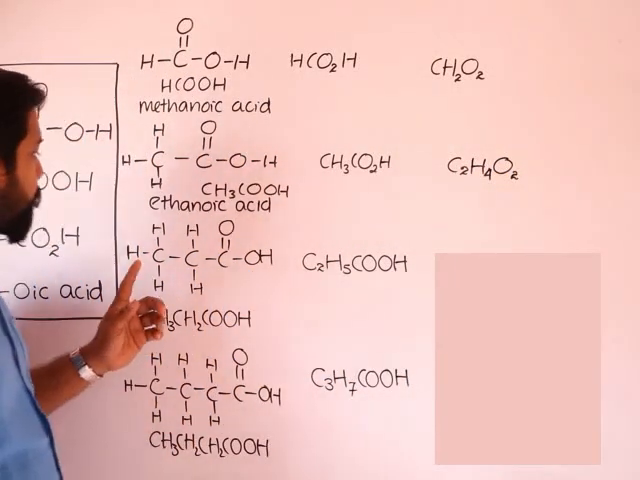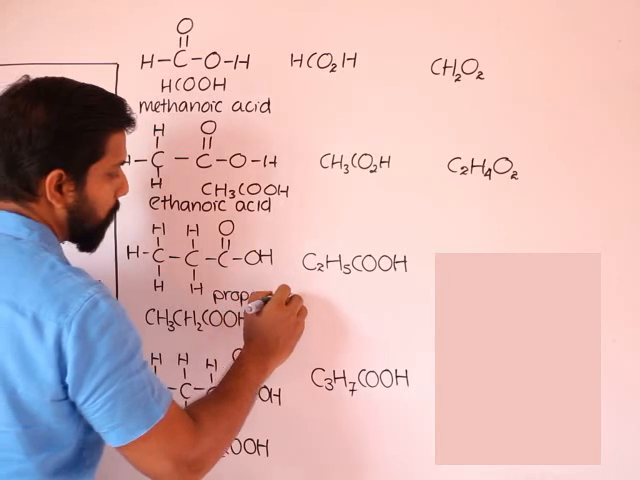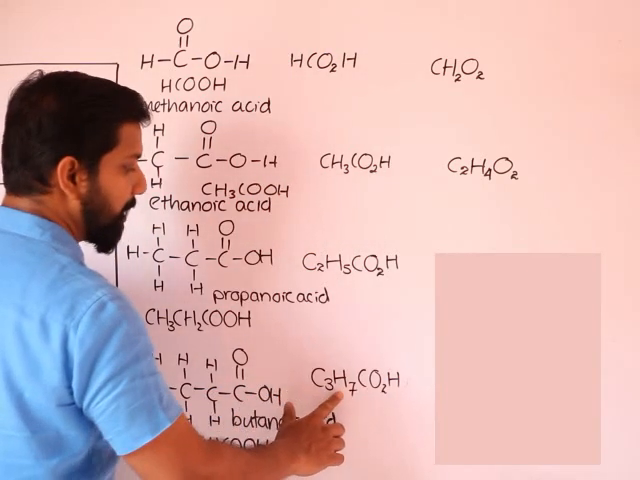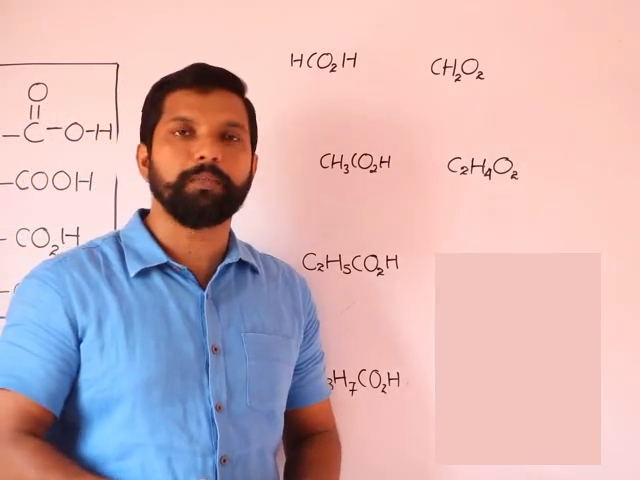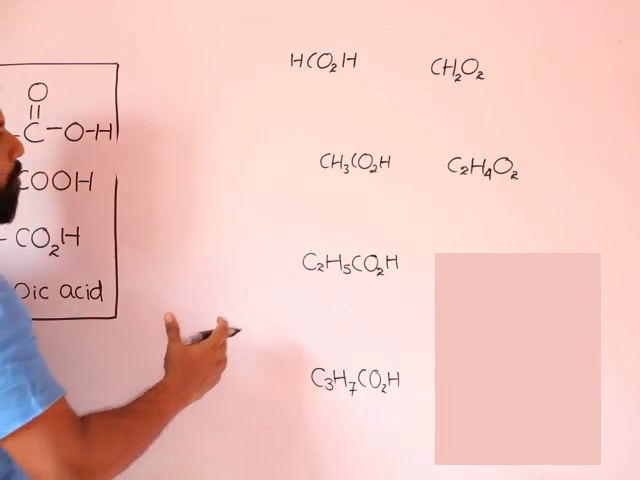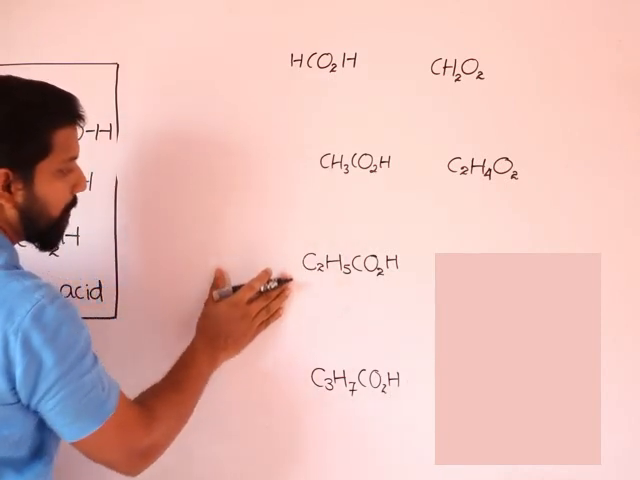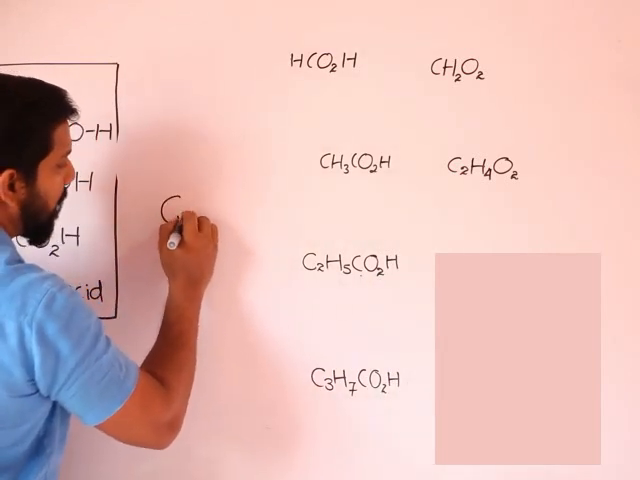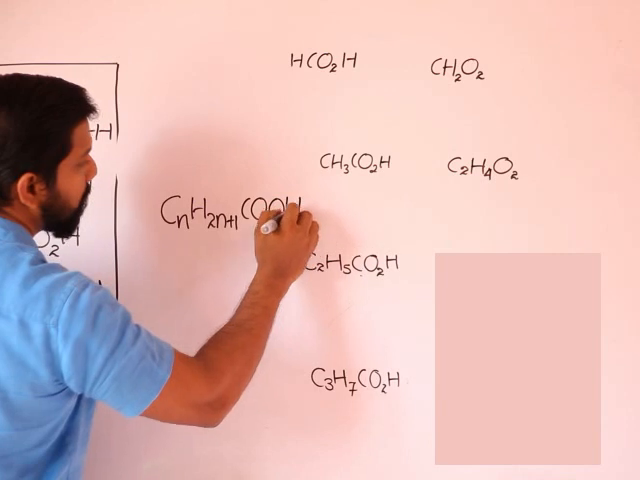Likewise, we can draw propanoic acid, and butanoic acid with four carbon atoms, C3H6O2. Let's see how we write the general formula of the carboxylic acid. Likewise in alcohols, for the carboxylic acids also we can write two general formulae. If you carefully see the way we write here with CO2H, the general formula will be CnH2n+1COOH.